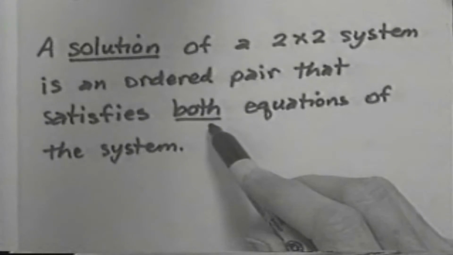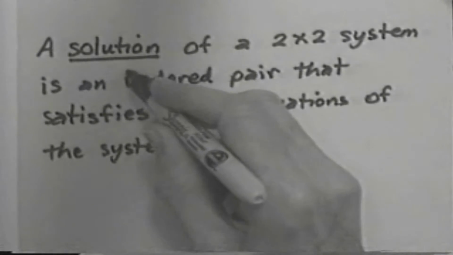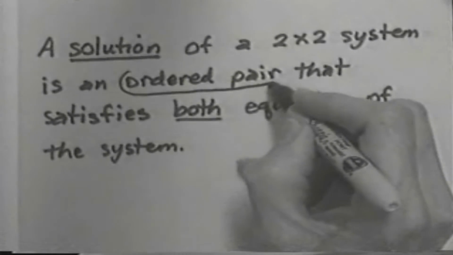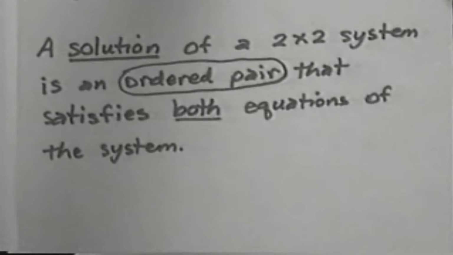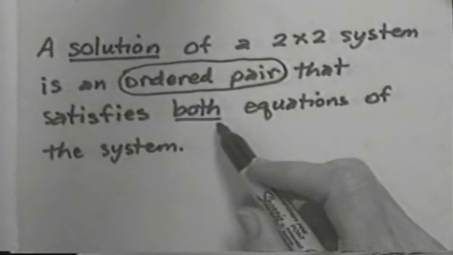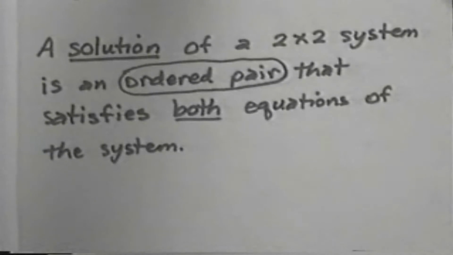But for it to be a solution of the whole system, the ordered pair, notice that the solution will be an ordered pair, since we have two variables, and that ordered pair must satisfy both equations. Remember that it's not enough to satisfy just one of them. It must satisfy both equations of the system.